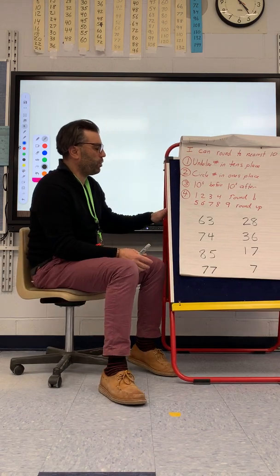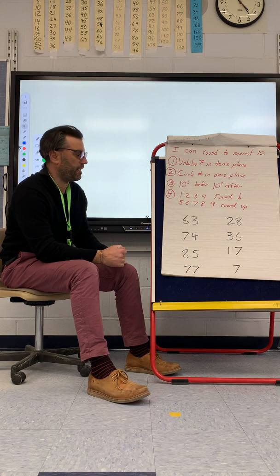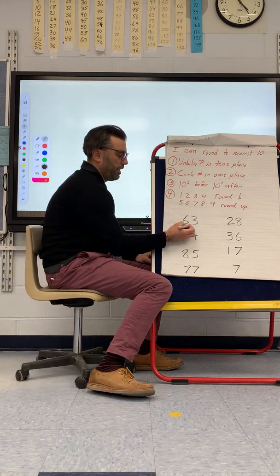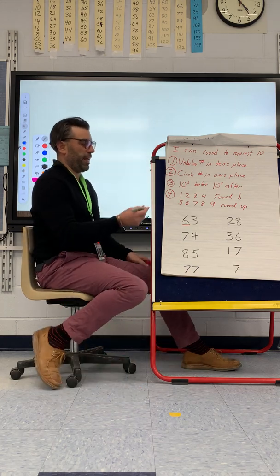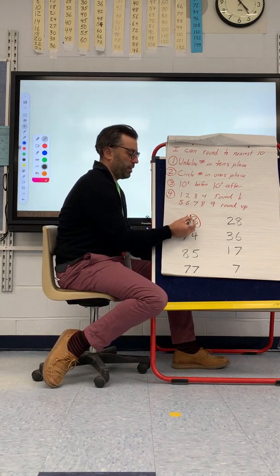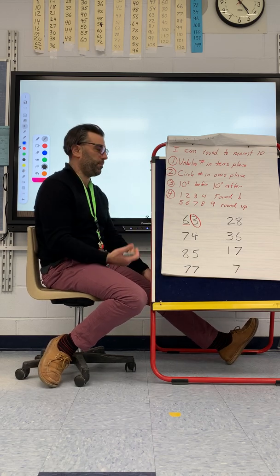So here are the rules that I like to use. First thing, I find the number in the tens place, like 63, I underline the 6. Then I circle the number next to it, the 3, in the ones place, because that's the number that's going to tell me if it's going up or down, okay?